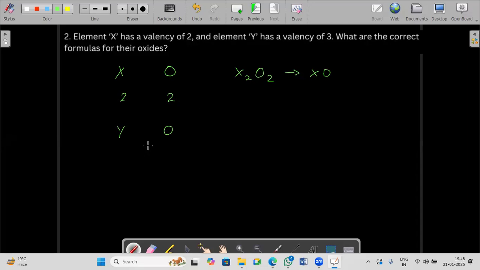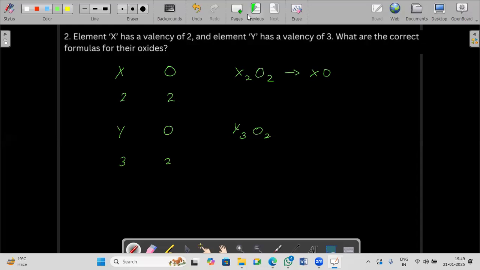Okay, sir. For Y and O, Y has a valency 3, oxide has a valency 2. So now you will get the formula as Y3O2. This is the formula for the oxide of the second one. Is it clear now? Okay, sir. So you have X2O2 changed to XO, and Y3O2. So this was your doubt.